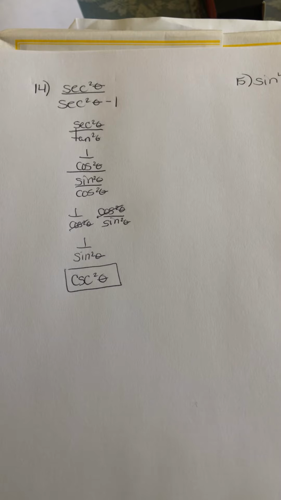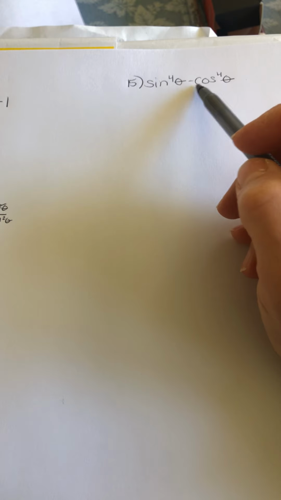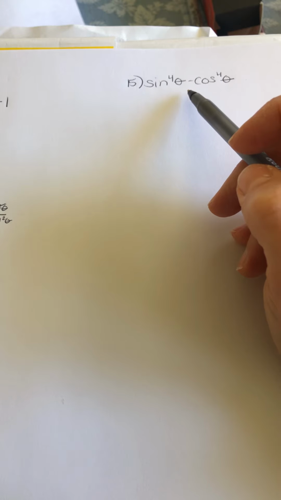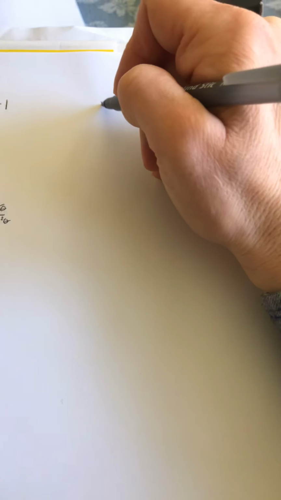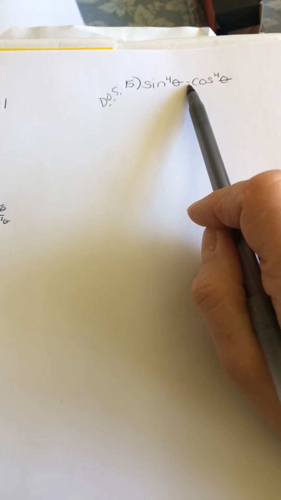If we move on to number 15, we have a problem that's a little bit different here. Notice how our exponents here are a 4. So we have sine to the 4th theta minus cosine to the power of 4 theta. If you think back to Algebra 2 when you factored, this is really kind of like a difference of squares factoring type of problem. When you have two perfect squares with a subtraction in the middle, we can factor this using what we know about difference of squares.